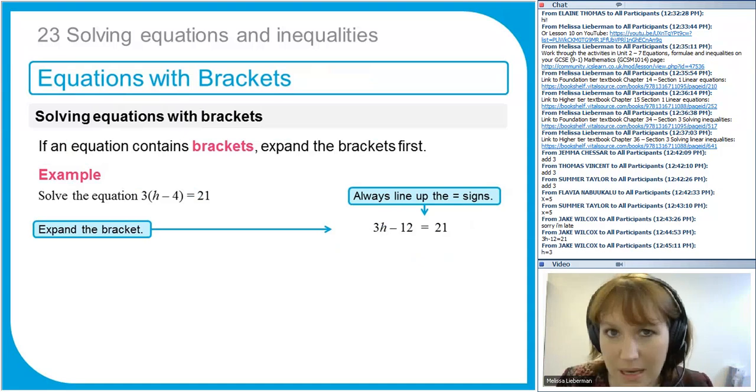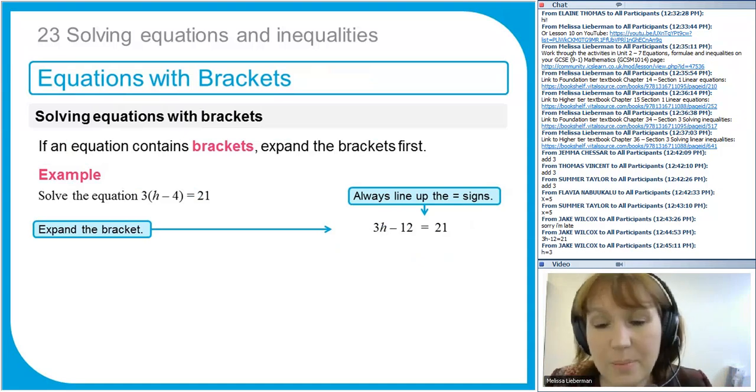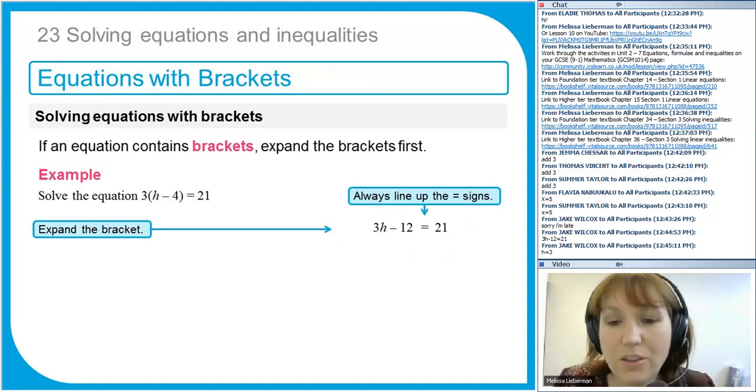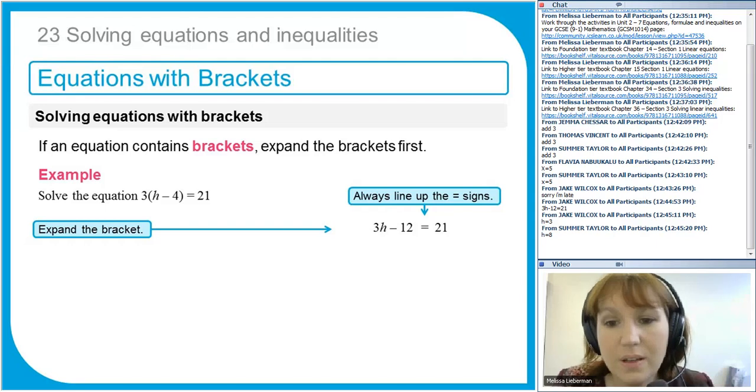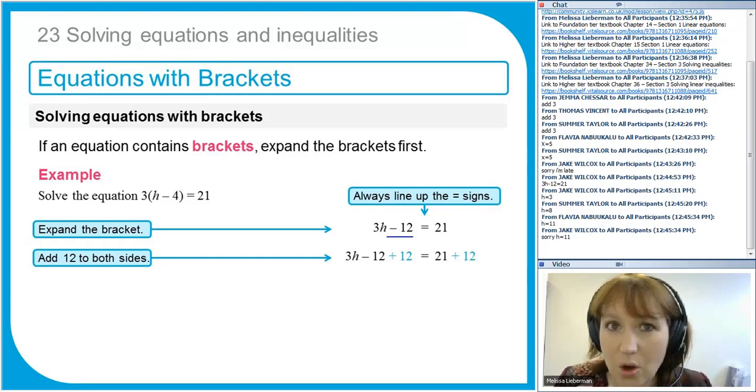So when I multiply out the bracket, always line up the equal signs, by the way. Multiply out the bracket, I get 3h minus 12 equals 21. How do I get rid of the minus 12 is the next thing I need to ask myself. I don't want that there because I just want h on its own. I need to add 12. So add 12 to both sides. And that way on the left-hand side, I've got minus 12 plus 12, so that disappears. And then on the right-hand side, I've got 21 plus 12.